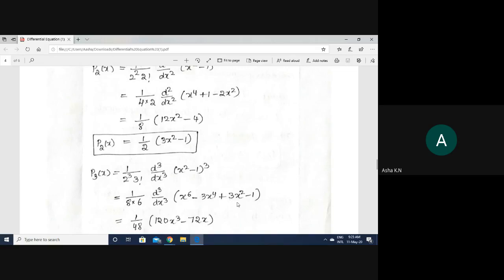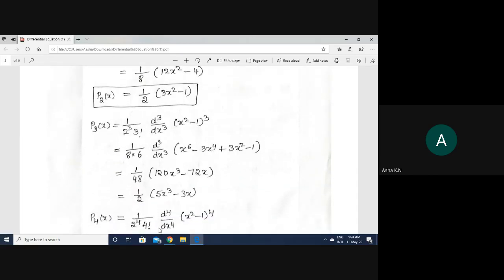This 3x square, when you differentiate twice, you can differentiate. Third time it becomes 0. After 2 times differentiation, it becomes a constant. Third time it's 0. Similarly, minus 1 is also 0. 3x square becomes 6x first time. Next time it is 6. Third time it is 0. So then take the common factor and simplify.